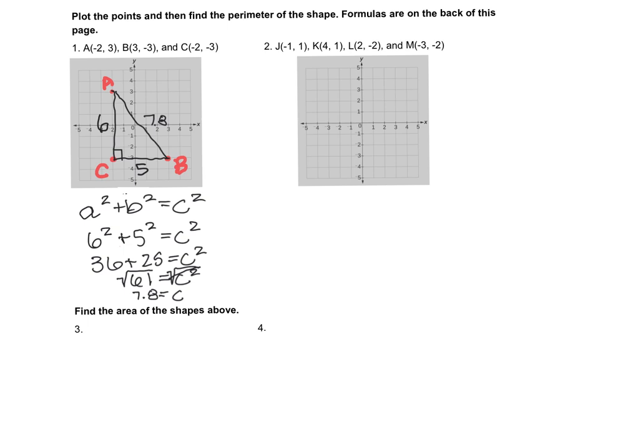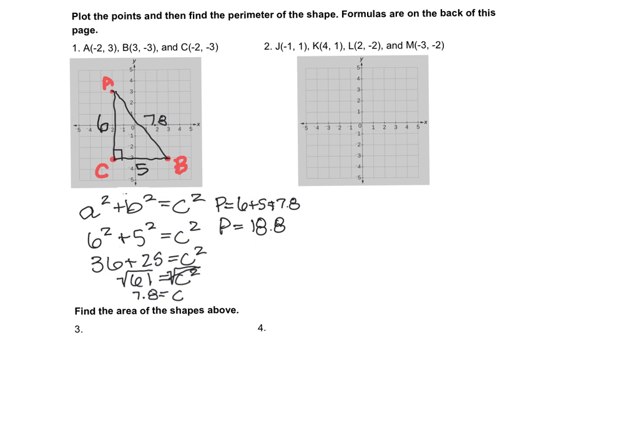Now that we have the distances of all three sides, we can find the perimeter. So the perimeter is the distance all the way around. So we can just add the sides. So the first side is 6, the second side is 5, and the third side is 7.8. So altogether, the perimeter equals 18.8.